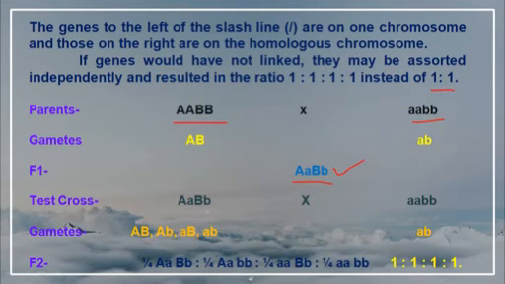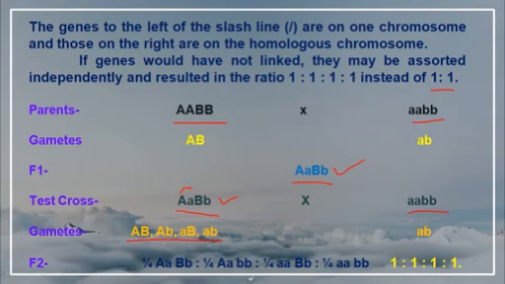Now see here, we allow them also to test cross. So this is our F1 offspring, capital A, small a, capital B, small b, and we allow them to test cross, or cross with our recessive parent, small a, small a, small b, small b. Now as the genes are not linked, they will assort independently and they will produce four types of gametes. So here you can see, as per the rule of independent assortment, capital A capital B, capital A small b, small a capital B, small a small b.